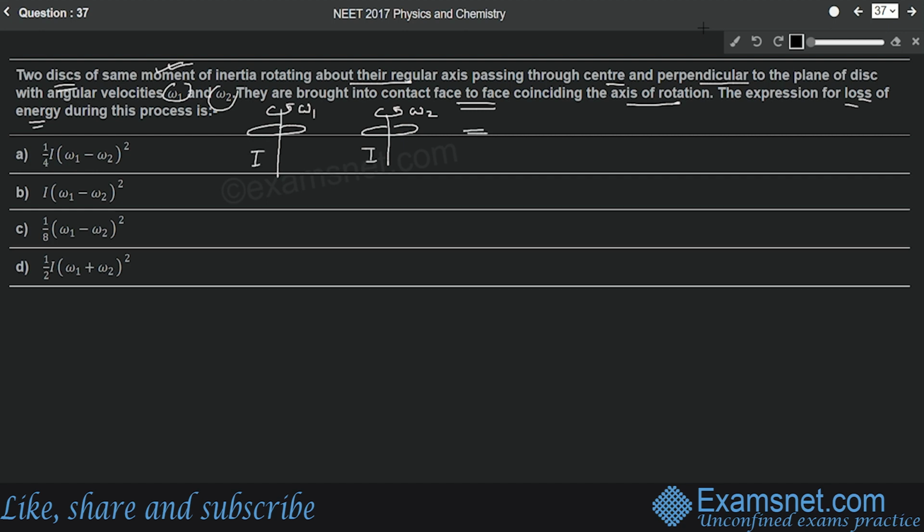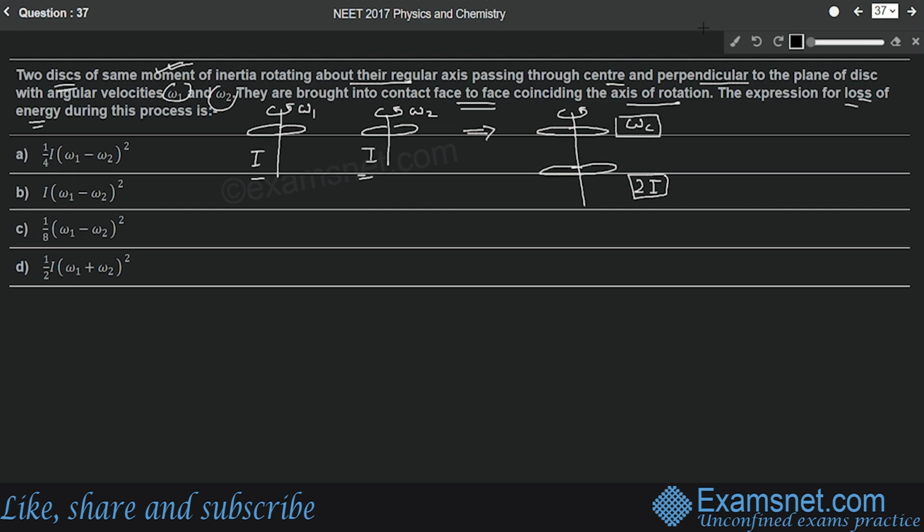Now these two are brought in contact such that the axis of rotation is coinciding, and these two disks are facing each other. So what will happen to the moment of inertia? It will get added. So the final moment of inertia of this combination will be 2I. And what will happen to the angular velocity? That we don't know, we have to find out. So let's write omega c for the combined angular velocity.